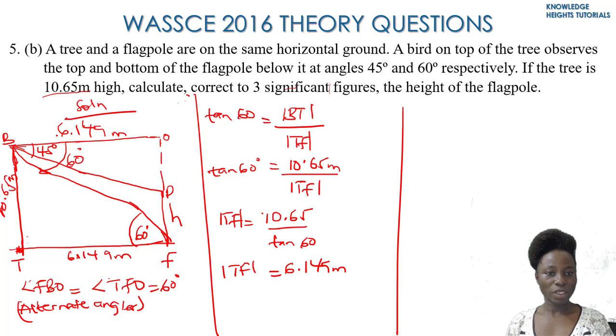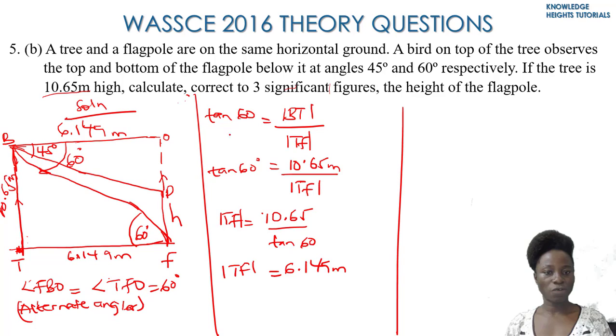So if we have this line to be 6.149 and we have an angle of 45 here, we are to find this H. We want to find H, but we already know that line BT is parallel to line OF because they are all equal. But we want to find PF, which we do not know. So to find PF, we can find OP and subtract it from OF. Then we'll be able to find PF.